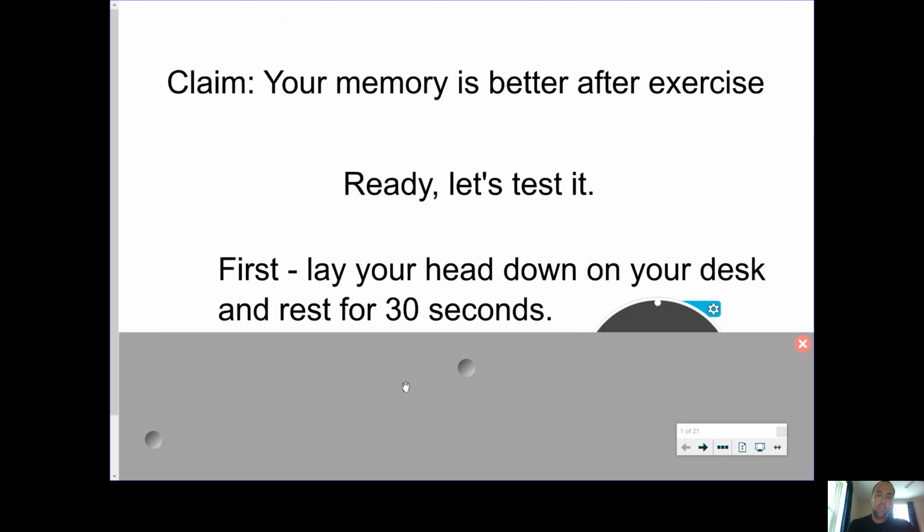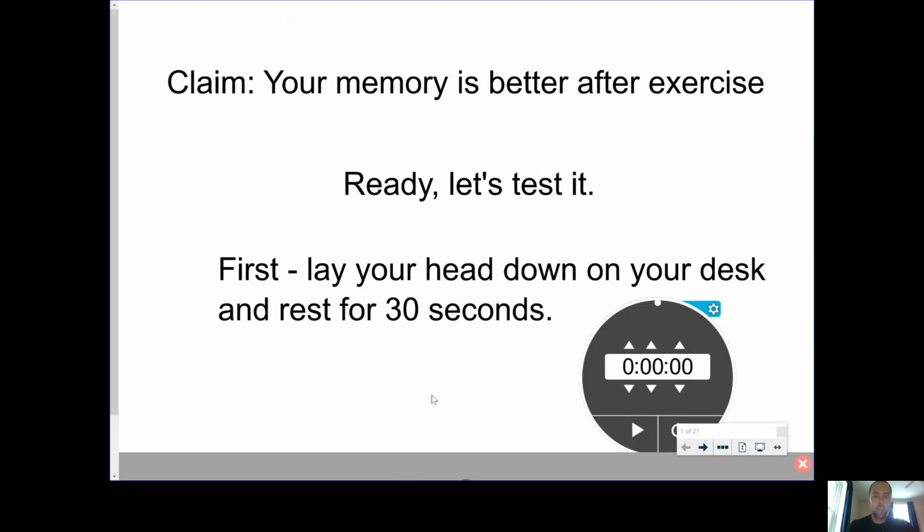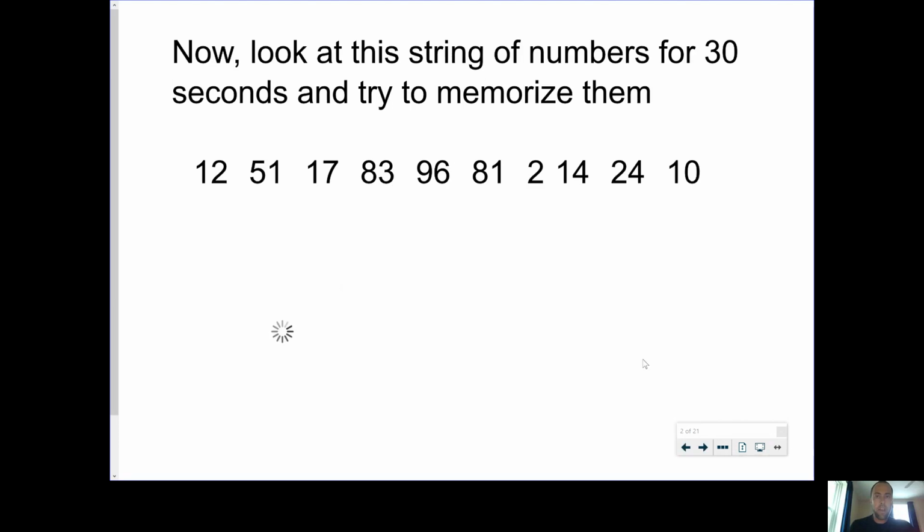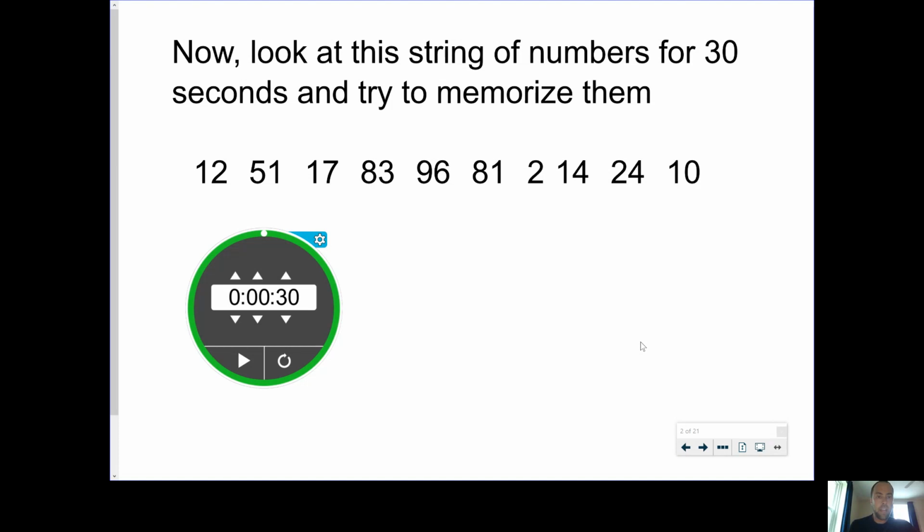Okay, so I'm not going to have you actually do this, but let's say we were, and you could pause the video and see how the results will work for you. So you can lay your head down and rest for 30 seconds. That's what we're going to start off with. If you want to do this, you can pause the video and then come back in 30 seconds. Okay, now, again, you can pause the video and start a timer for 30 seconds to memorize these 10 numbers. Okay, so pause your video.